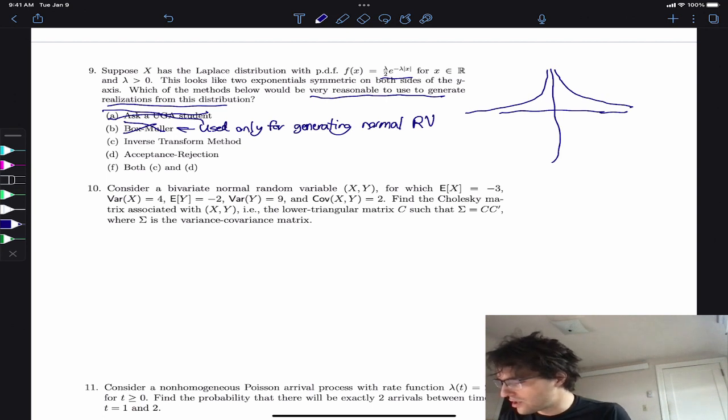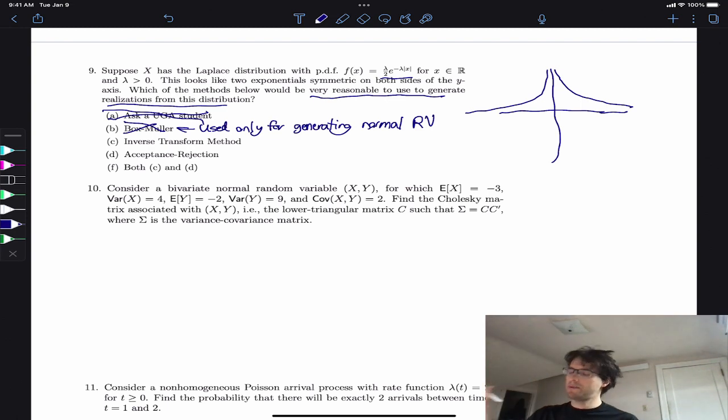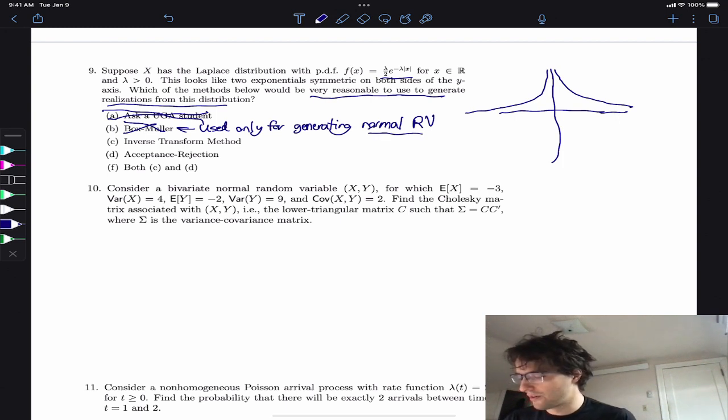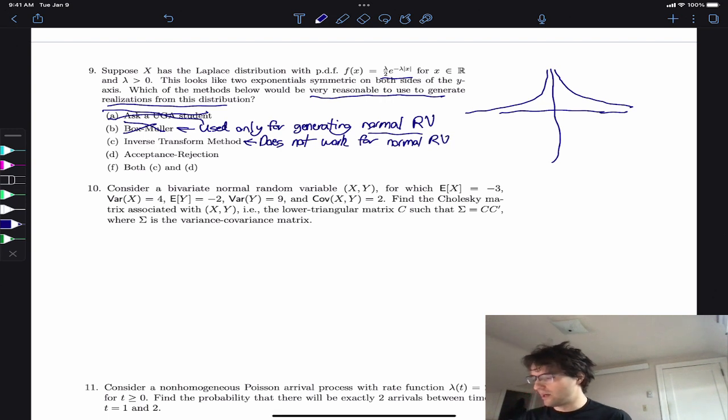For the purposes of this class, the inverse transform method is not going to be usable for normal random variables. So the inverse transform method does not work for normal random variables, but it does work for a lot of other things.